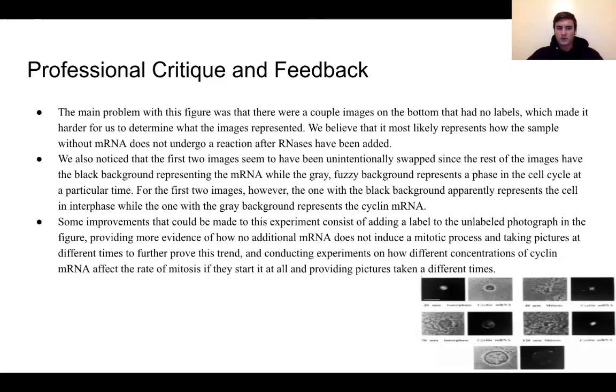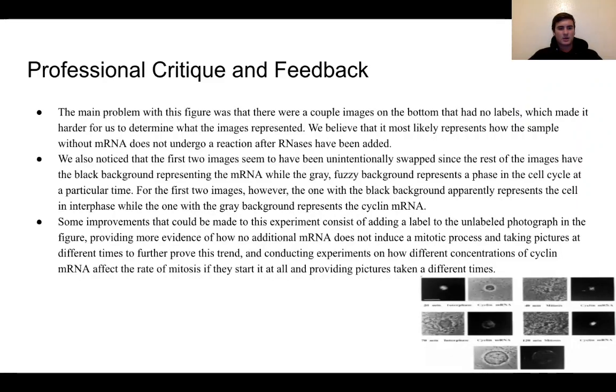Some personal critique and feedback that we had for this article. The main problem with this figure was that there were a couple of images on the bottom that had no labels, which made it harder for us to determine what the images represented. We believe that it most likely represents how the sample without mRNA does not undergo a reaction after RNA has been added. We also noticed that the first two images seem to have been unintentionally swapped, since the rest of the images have the black background representing the mRNA, while the gray fuzzy background represents a phase in the cell cycle at a particular time. For the first two images, however, the one with the black background apparently represents the cell in interphase, while the one with the gray background represents the cyclin mRNA. Although a very small change, it does present the reader with some confusion.